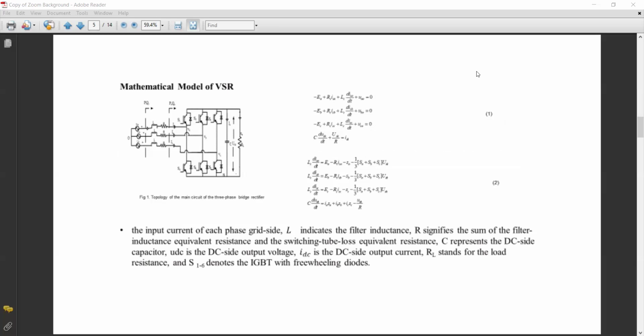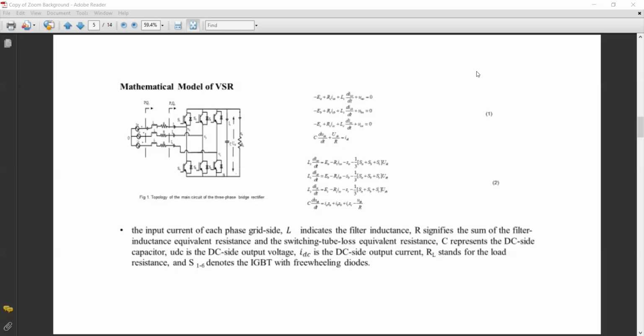The main circuit of the three-phase PWM rectifier is depicted in figure 1, where UA, UB, UC represent the power supply voltage of each phase on the grid side, and IA, IB, IC denote the input current of each phase on the grid side. L indicates the filter inductance, R signifies the resistance, and C represents the DC side capacitor. UDC is the DC side output voltage, IDC is the DC side output current, RL stands for the load resistance, and switches 1 to 6 denote the IGBTs with freewheeling diodes.